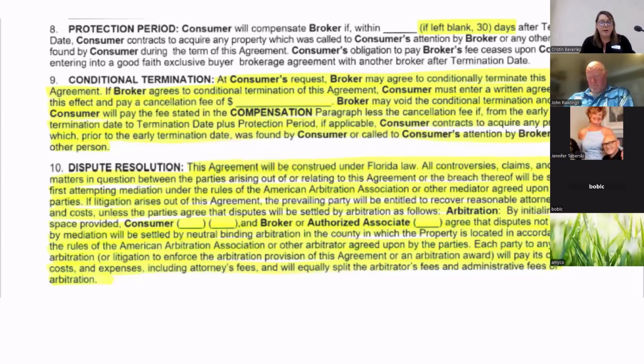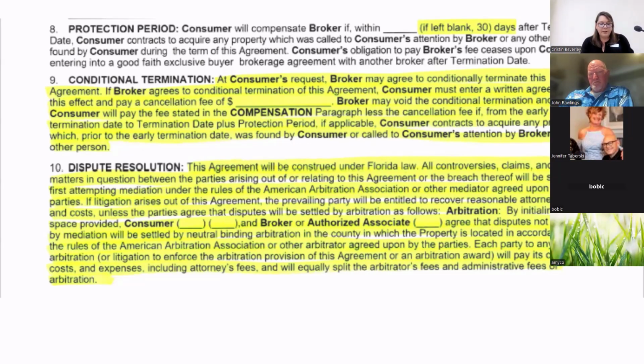I don't know. So whatever your customer and the broker agrees to, the consumer contracts to acquire any property which was called to the consumer's attention by the broker or any other person or found by the consumer during the term of the agreement. So if this contract cancels during that protection period, if they go back and try and purchase one of those properties you called to their attention or something they found while they were working with you, they're still going to owe you compensation.